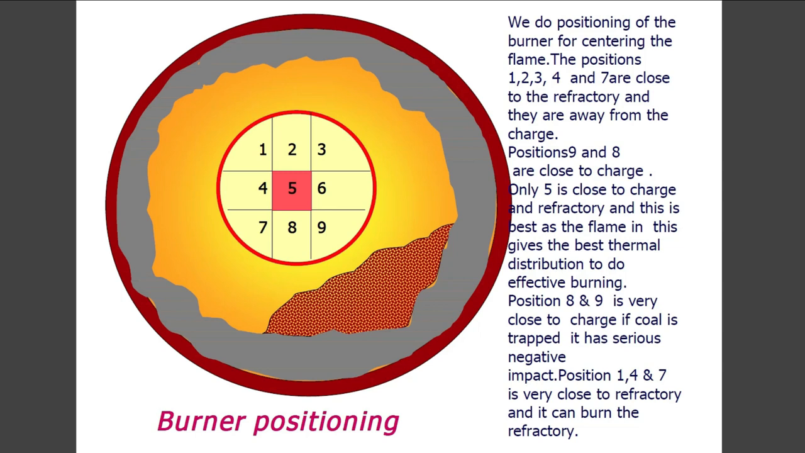Positions 8 and 9 are very close to the charge. If the coal is trapped, it has a serious negative impact. Positions 1, 4 and 7 are very close to the refractory and can burn the refractory.